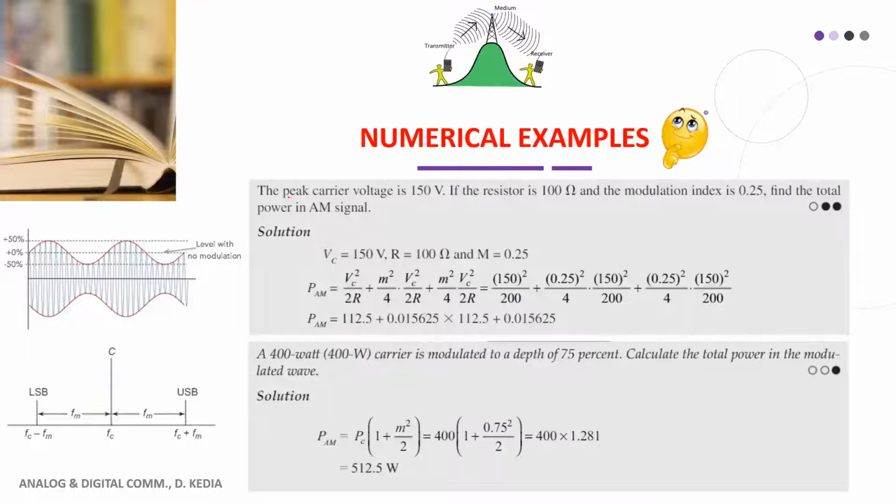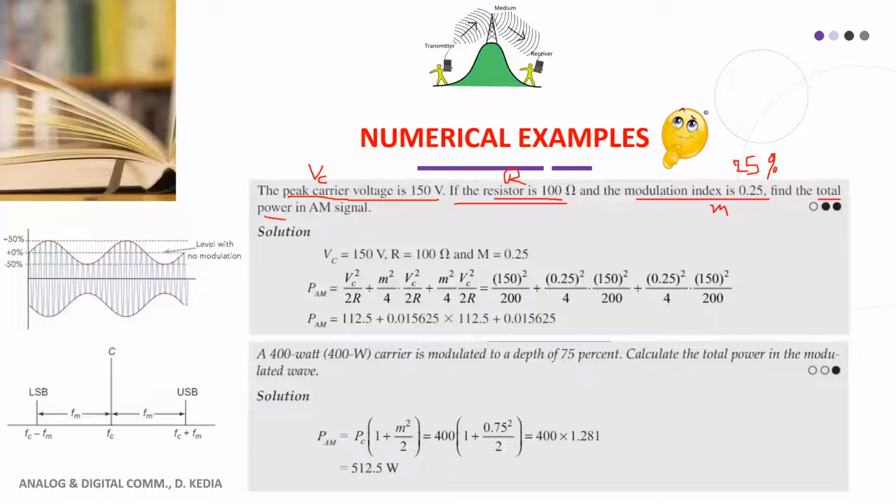So what we have: the peak carrier voltage is 150 volt. Peak carrier voltage means this is nothing but VC. Okay. Then this voltage is passed through a resistor, R equal to 100 ohm. Modulation index is given as 0.25, that is M is equal to 0.25, meaning 25% modulation is taking place. So you may be given a modulation index in terms of percentage. You could have been given here, say 25%. In that case, you should take the value of modulation index as 0.25. Fine. And we have to obtain the total power.